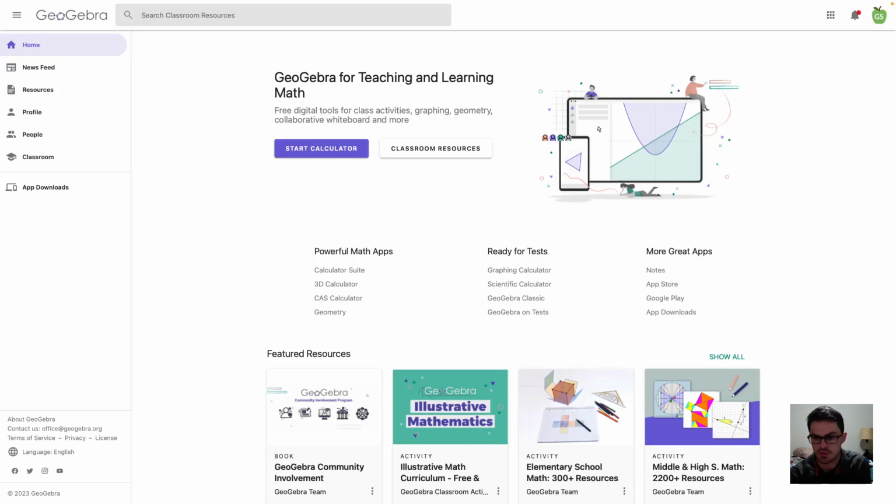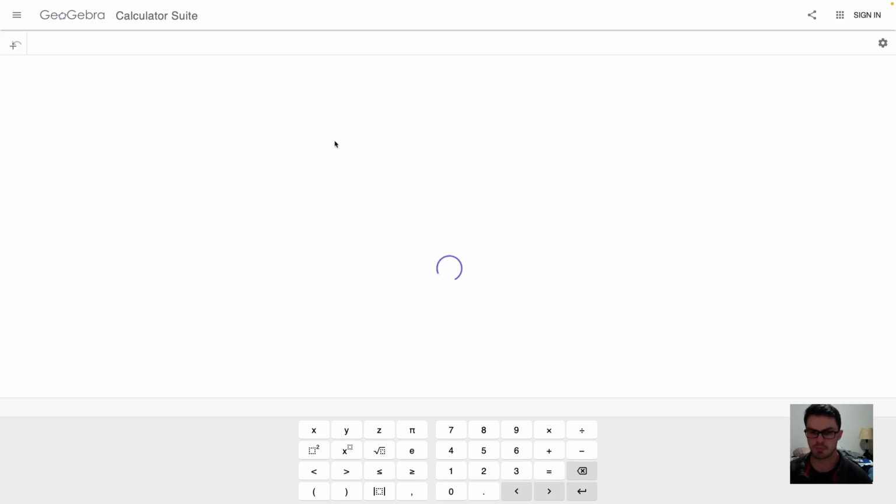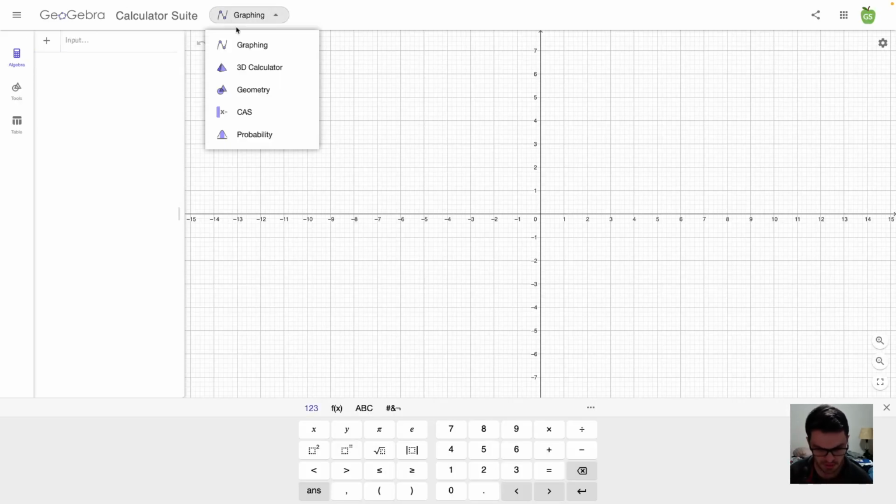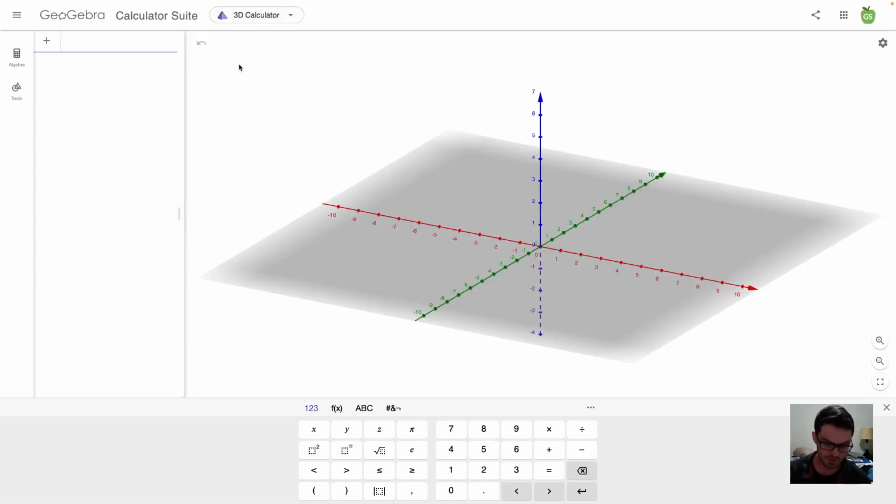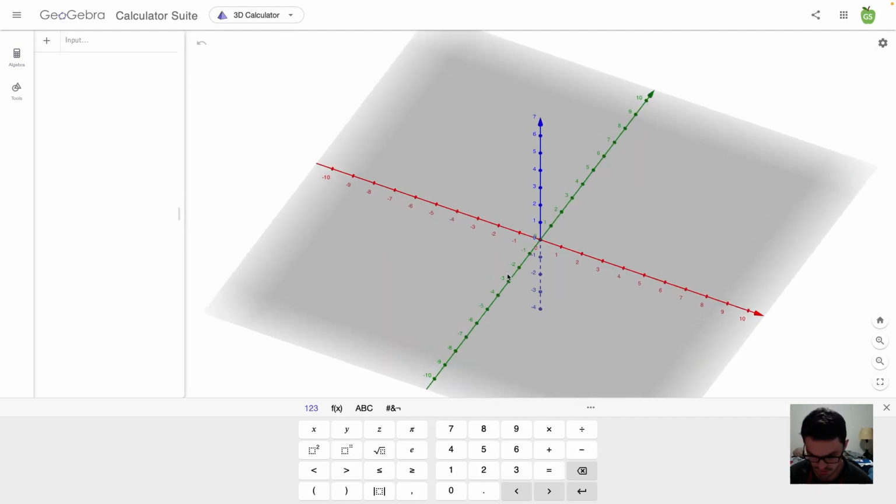All right, hey everyone. Today we're going to do portfolio optimization with two assets and two states. We've got GeoGebra up here, so I'm going to go ahead and start the calculator. We're going to do this in 3D, but you can actually do it in 2D, and I can show you how to do that, but we'll start with 3D. So we're doing two assets, two states.